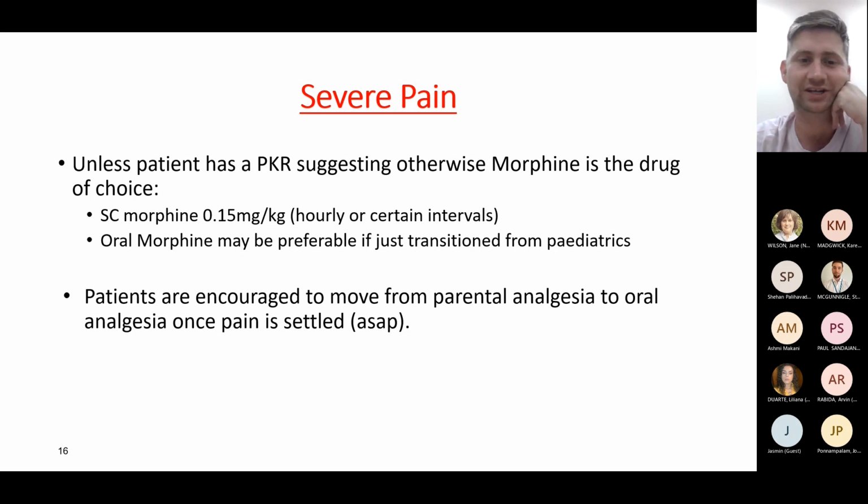So we are encouraging our patients to move from parenteral analgesia to oral analgesia once pain is settled, to do it as soon as possible. We will titrate the doses, so we're giving the same amount orally as we would subcut, which we explain to the patients: it's the same drug, it's the same dose, it should be working just as well. But for some reason there's that thought that it's not going to work quite as well. So this transitionary period can take a little bit of time.